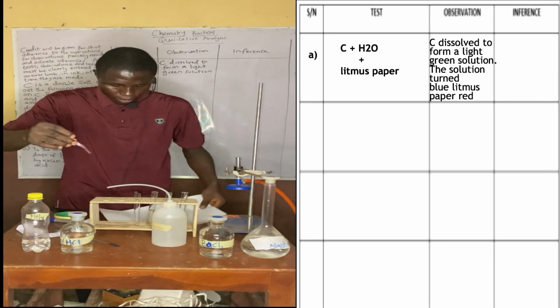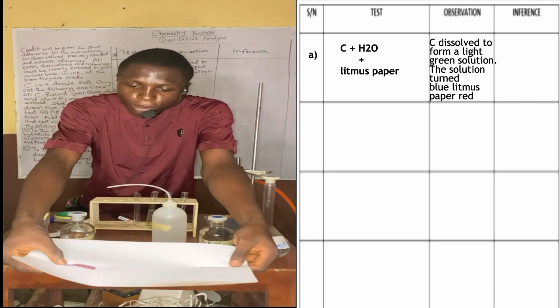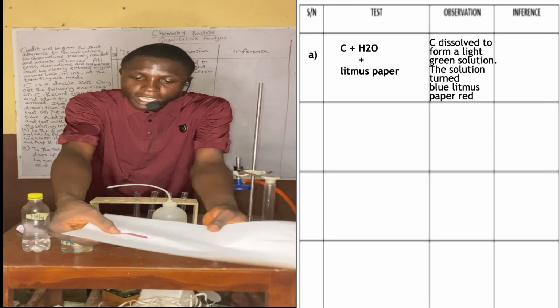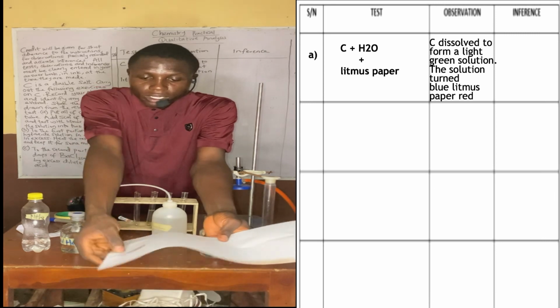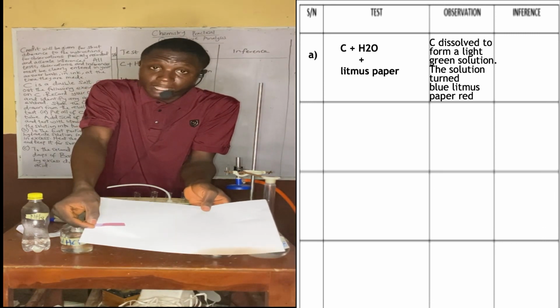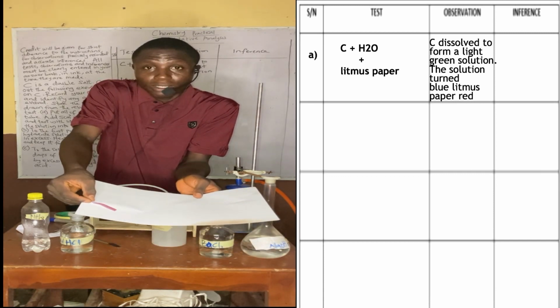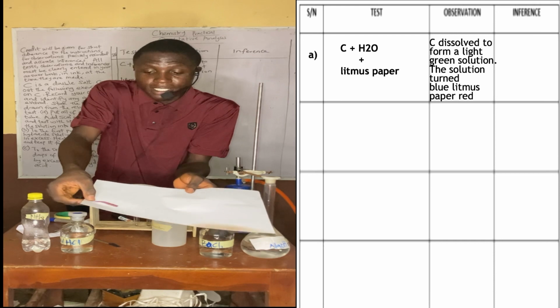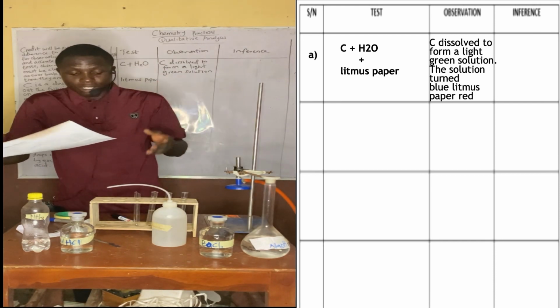Now look at this. You can see it forms a red color. The blue litmus paper changed to red. So this is exactly what we are saying. The blue litmus paper turns red, meaning that the salt is acidic. The salt is an acidic salt. It's a soluble salt, and it's also an acidic salt.